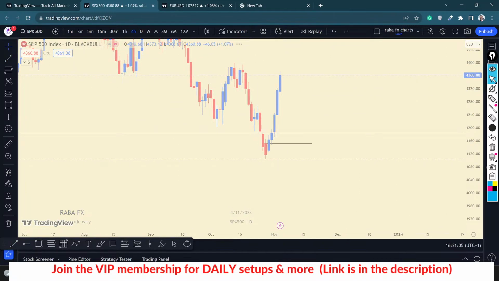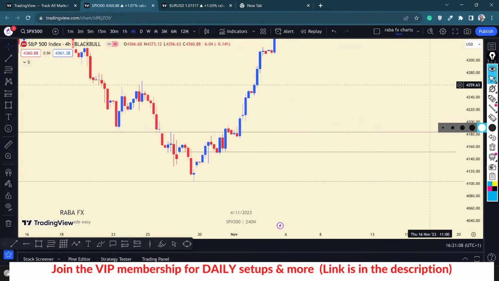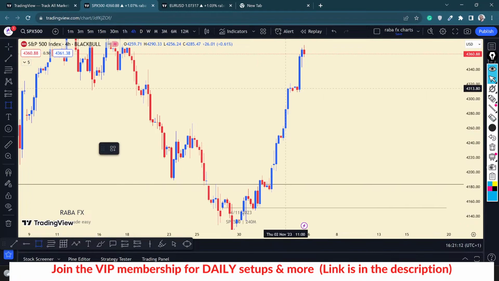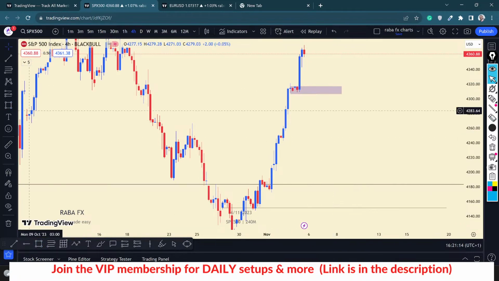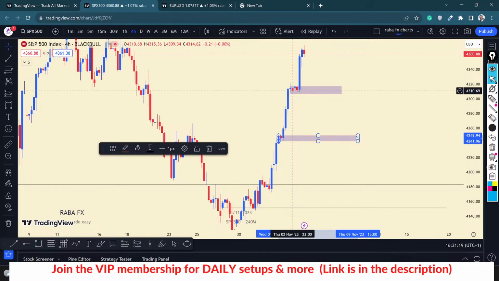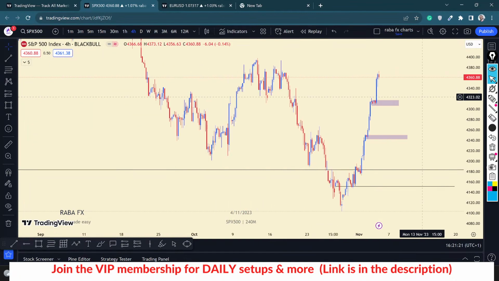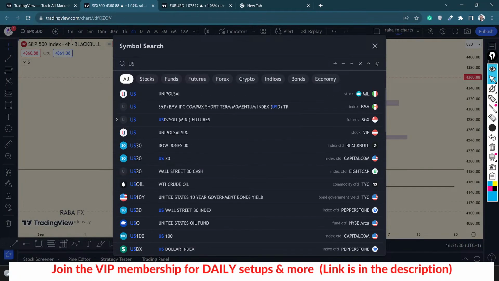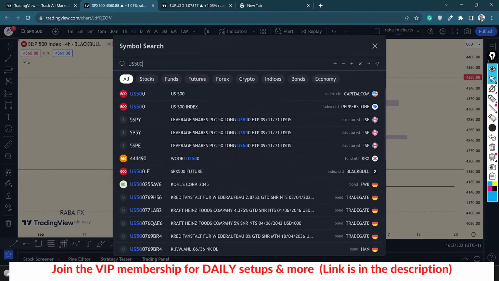So we simply wait for retracement. These are the areas I'll be looking for buys on this particular currency pair or indices. These are simply areas. Now this particular one, I don't know, but the broker pricing is not too nice for me. SP US 500. Let me use US 500. Let's look at Pepperstone.